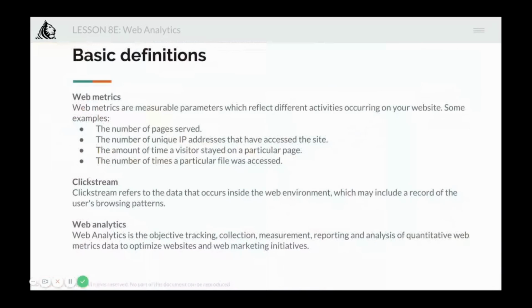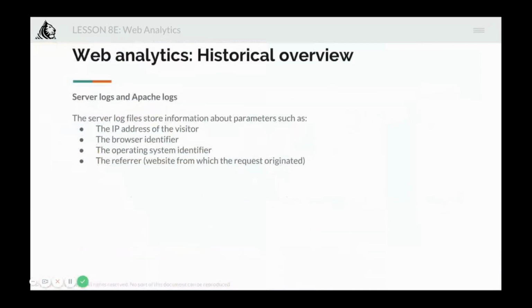Clickstream refers to the data that occurs inside the web environment, which may include a record of the user's browsing pattern. So everything that is happening on the website, which includes scroll up, scroll down, click of a button, etc. All of that goes into clickstream. And web analytics is the objective tracking, collection, measurement, reporting, and analysis of quantitative web metrics data to optimize websites and web marketing initiatives. Okay, so web metrics, clickstream, and web analytics, these are your friends, and let's understand them slightly better.